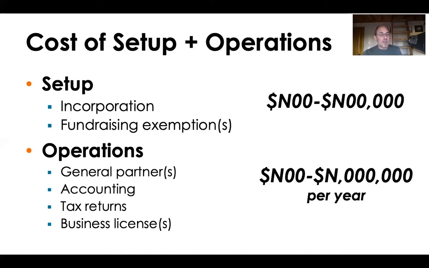You, of course, have to file tax returns. Funds as partnerships don't pay taxes, but they do file tax returns. Then you need business licenses and all the normal stuff that an operating company has. And so to operate a fund costs between a few hundred dollars, if it's a tiny little special purpose vehicle, up through millions of dollars a year if it's a $1 billion fund with a 20-person staff.